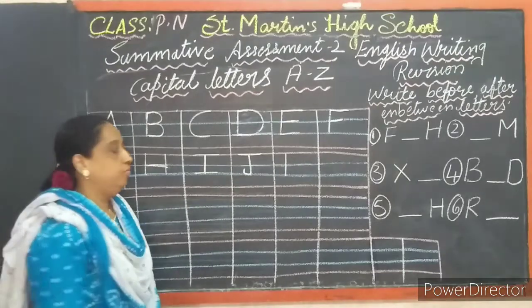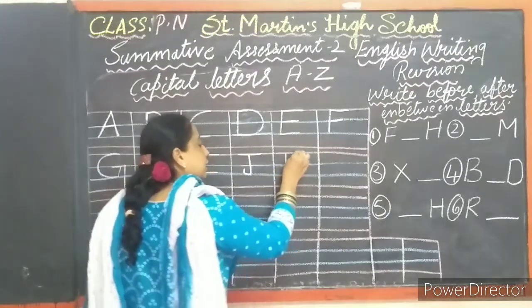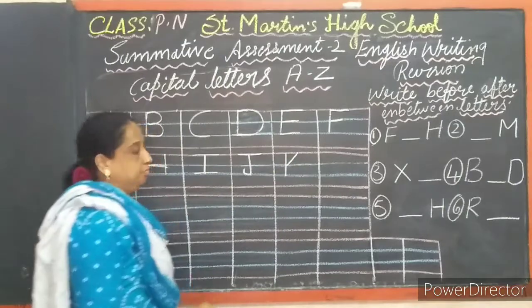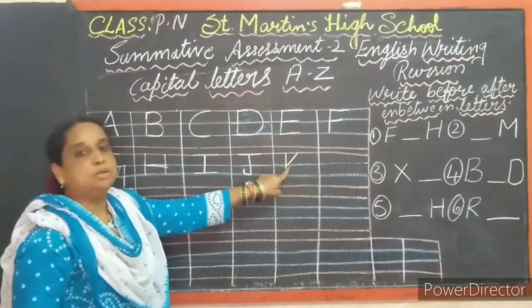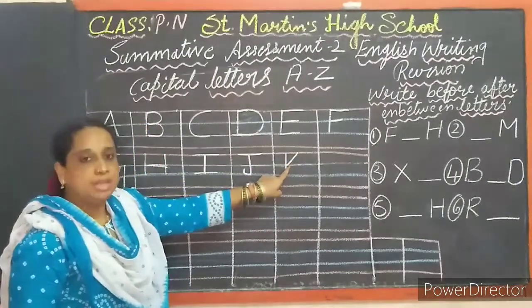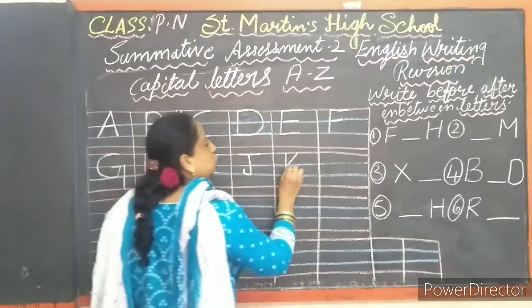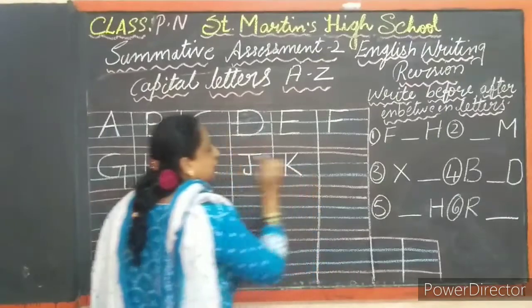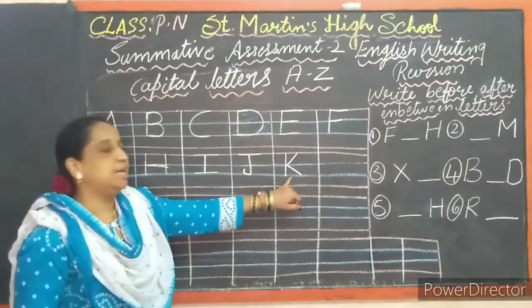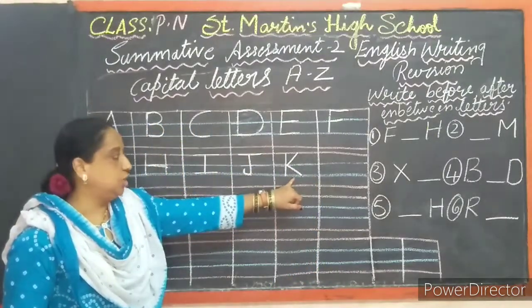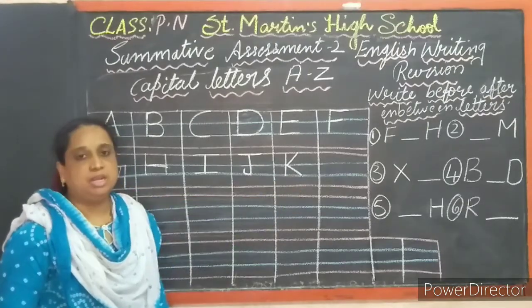Now for the K, you should write one right slanting line from the top red line to the first blue line. Then one left slanting line from the first blue line to the second blue line, joining to the right slanting line, makes letter K. Understood, children? K. After K, what letter will come?